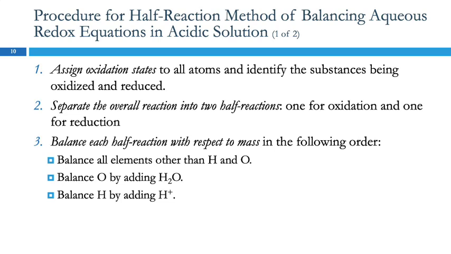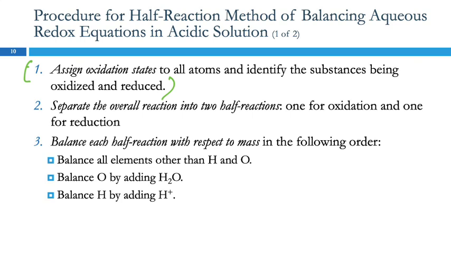Okay, so here's the procedure for the half reaction method. This is for balancing aqueous redox reactions. And again, set of rules, kind of confusing. The first step, assign oxidation states to all atoms and identify the substances being oxidized and reduced. In my opinion, we definitely need to be able to know how to do that, but you don't actually have to do that to balance the redox reaction. So that one's actually kind of optional. But you definitely need to do everything else.